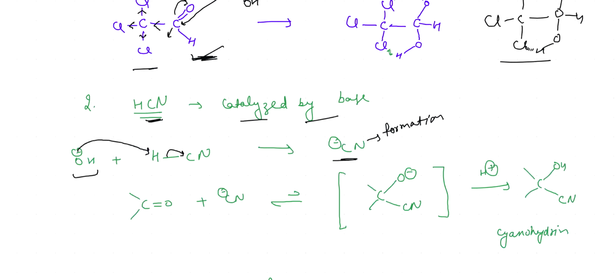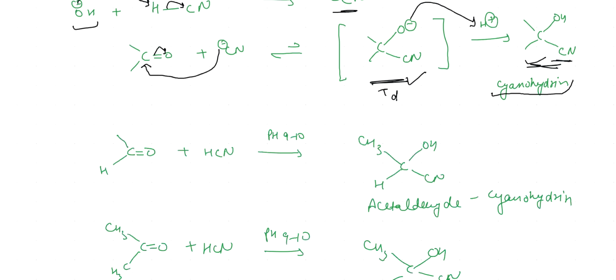So CN negative is acting as nucleophile, will attack on this carbon atom, and there will be electromeric shift. And further, here is the formation of tetrahedral intermediate, that is alkoxide. Then further, this oxygen picks the proton from water or whichever solvent we have been using here. Then the final product is formed when the carbon is linked with one hydroxy group and another is cyanide. Then the product will be named as cyanohydrin. Clear?